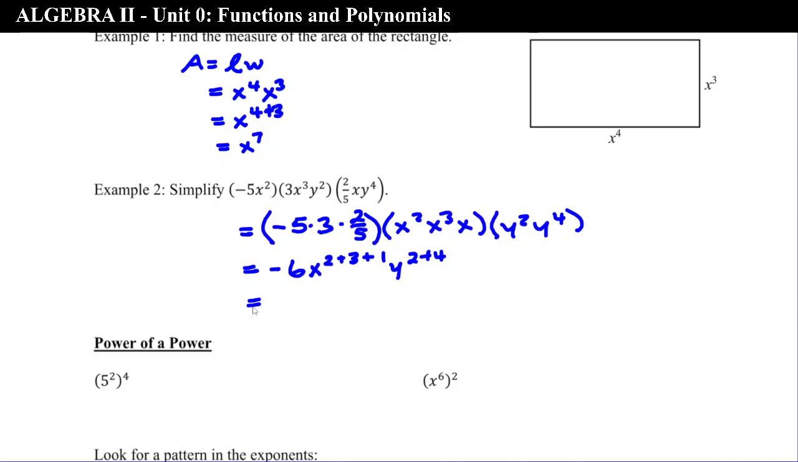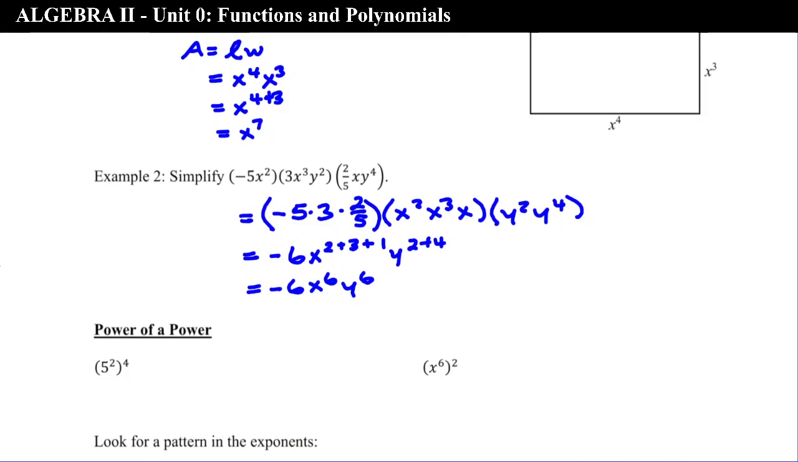Now, after we do all of that, we're going to end up with negative 6, x to the 2 plus 3 plus 1, that gives us x to the 6th, and y to the 2 plus 4 gives us y to the 6th. So our final answer is negative 6 times x to the 6th times y to the 6th.